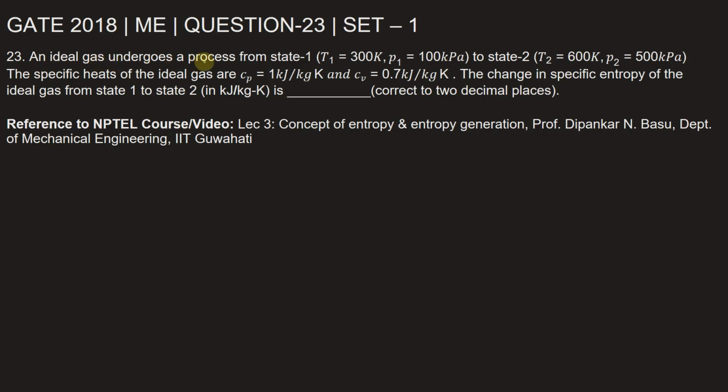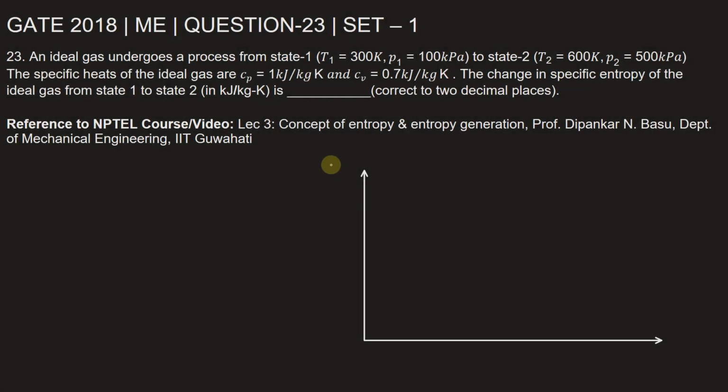An ideal gas undergoes a process from state 1 to state 2. The temperature and pressure of states 1 and 2 are both given. The specific heats of the ideal gas are Cp is 1 kilojoule per kg Kelvin and specific heat at constant volume is 0.7 kilojoule per kg Kelvin. The change in specific entropy of the ideal gas from state 1 to state 2, in kilojoule per kg Kelvin, is... so we need to find the change in entropy corrected to 2 decimal places.